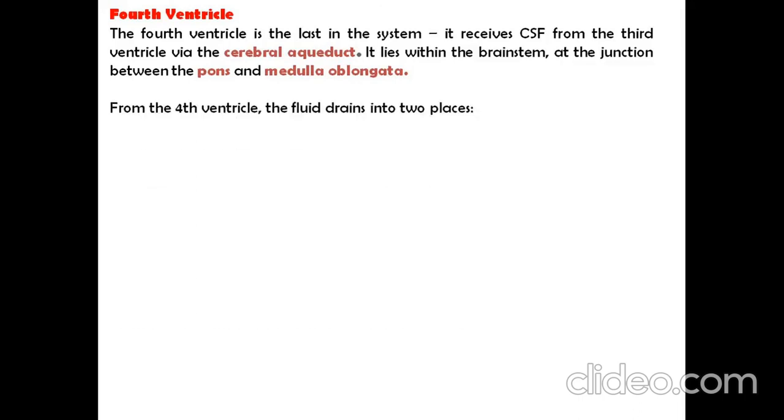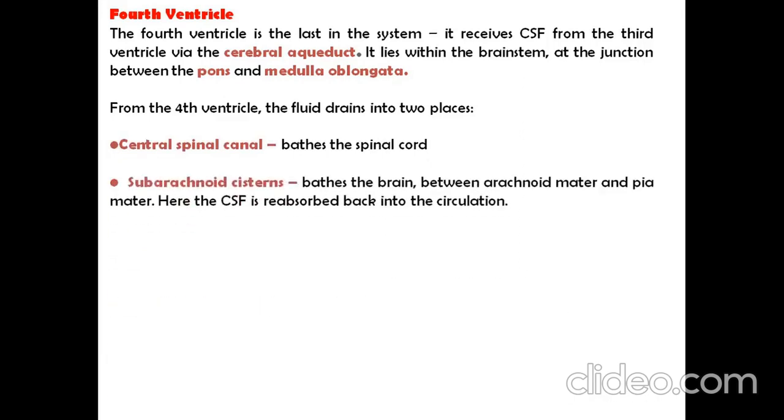From the fourth ventricle, the fluid drains into two places. The first one is the central spinal canal, which bathes the spinal cord. And the second one is the subarachnoid cisterns, which bathe the brain between the arachnoid mater and the pia mater. Here the cerebrospinal fluid is reabsorbed back into the circulation.